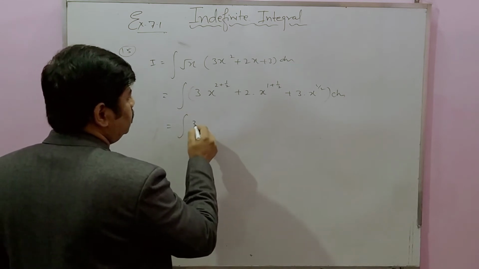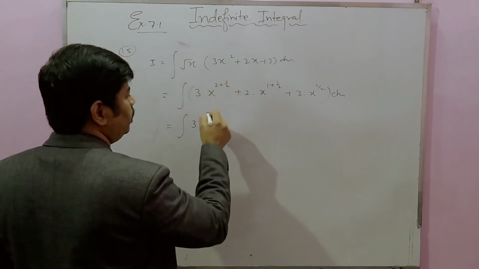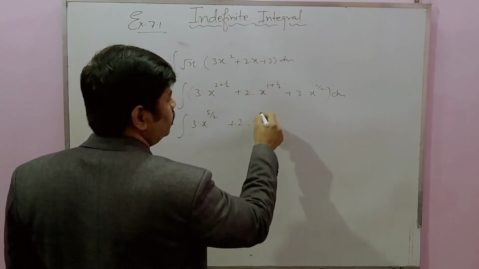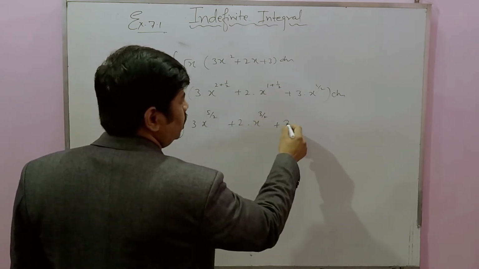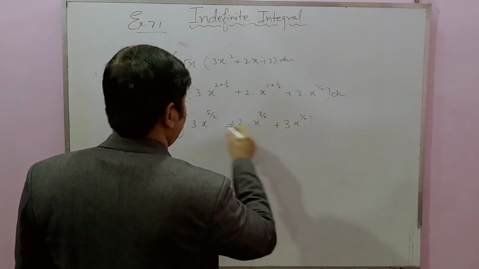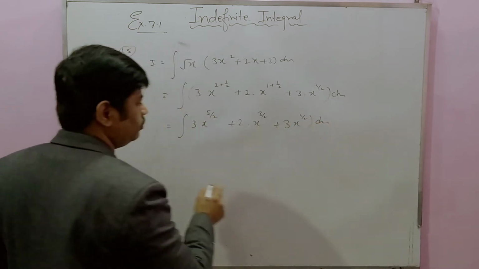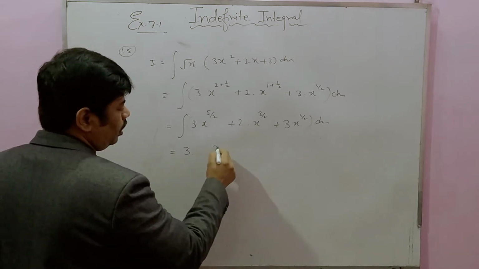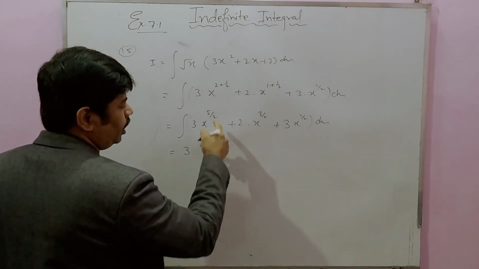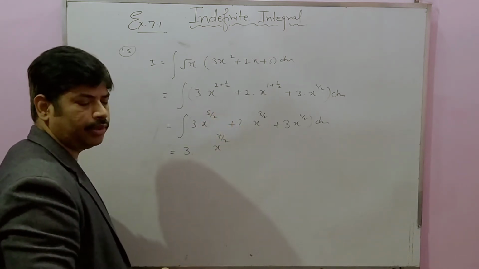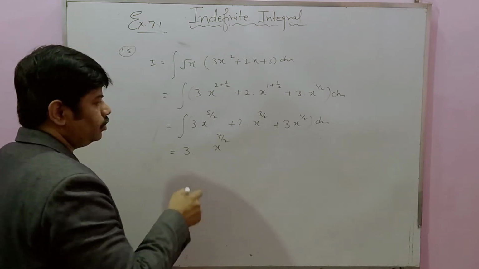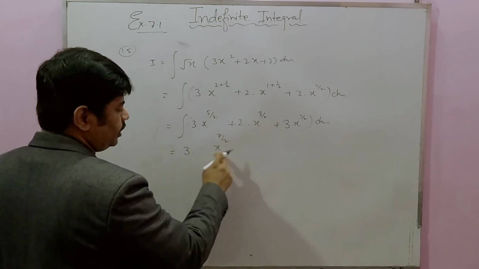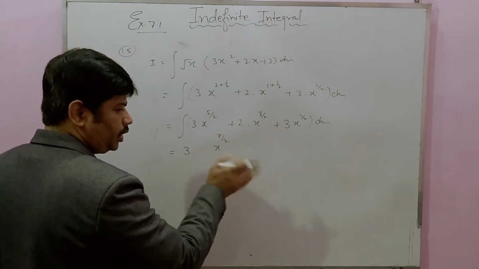Now 3 x to the power 2 plus 1 by 2, which is 5 by 2, plus 2 x to the power 1 plus 1 by 2, which is 3 by 2, plus 3 x to the power 1 by 2. Is that clear? Now the integration of x to the power 5 by 2 is x to the power 7 by 2. Why? Because x to the power 5 by 2 plus 1 is 7 by 2, the simple method I told you: 2 plus 5 is 7 by 2, and 7 by 2 in the denominator will go upside.